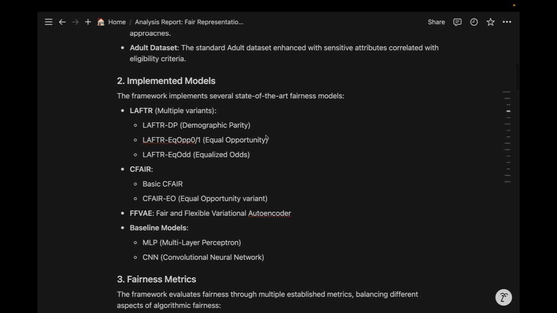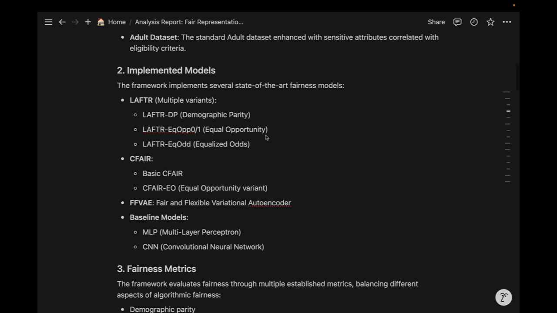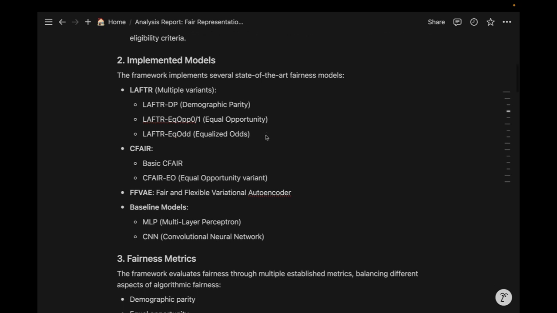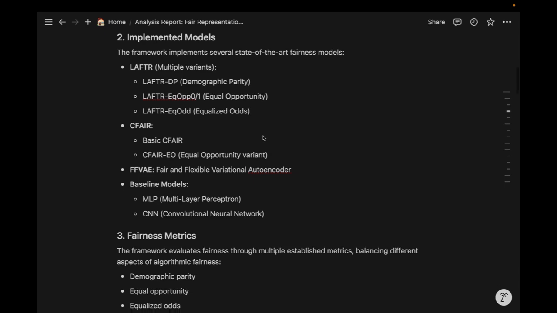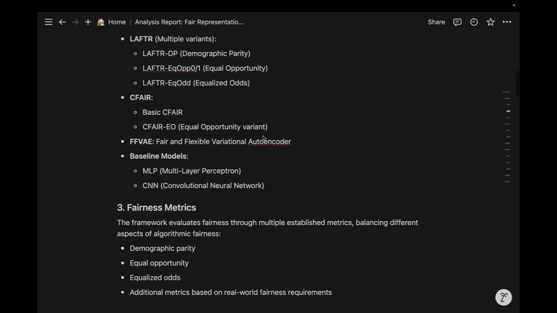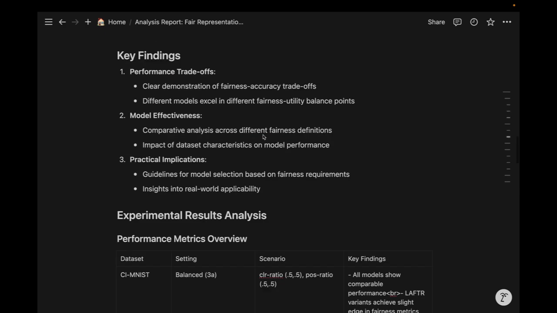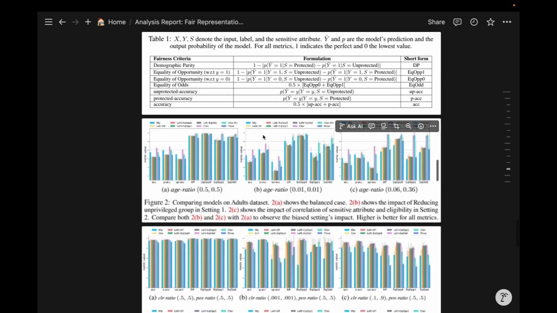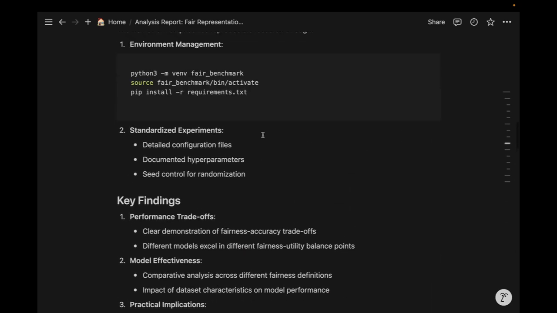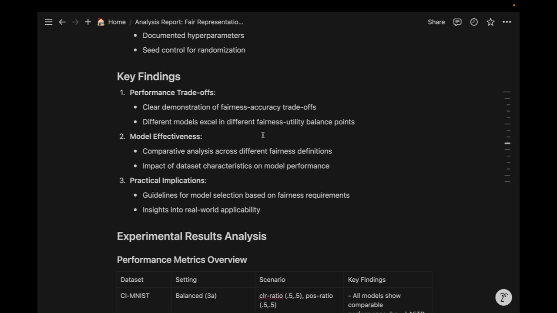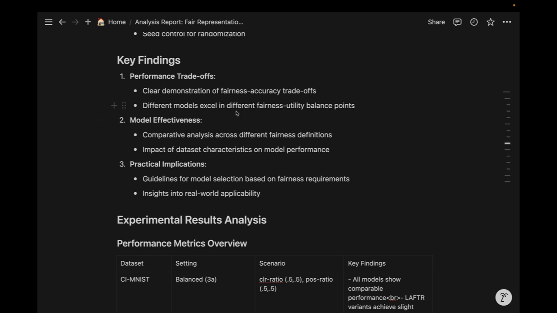We have implemented several state of the art models. The LAFTR family of models, which includes LAFTR-DP for demographic parity, LAFTR-EqOpp for equal opportunity, and LAFTR-EqOdd for equalized odds. As you can see in the balanced case, these models show different trade-offs between fairness and accuracy.